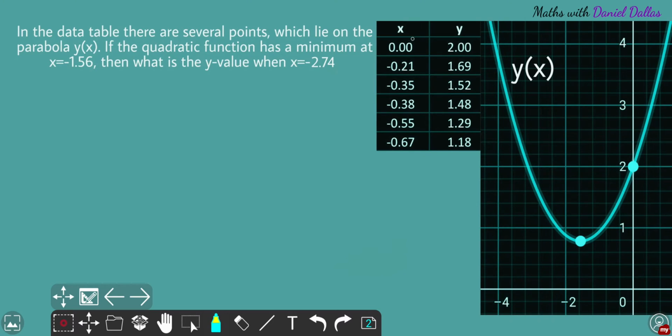So you're given x, y coordinates for several points, 1, 2, 3, 4, 5, 6. There are 6 points which lie on the parabola y equals x squared. Here is the graph. This is a precise graph. However, you are not given any grid lines for precise values. So in other words, you cannot get the precise value for any given x coordinate, which y value corresponds to that. But you know that the quadratic function has a minimum at x equals negative 1.56. So you need to find the y value when x is negative 2.74.